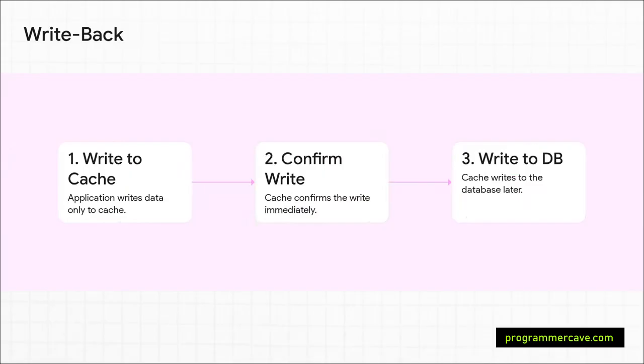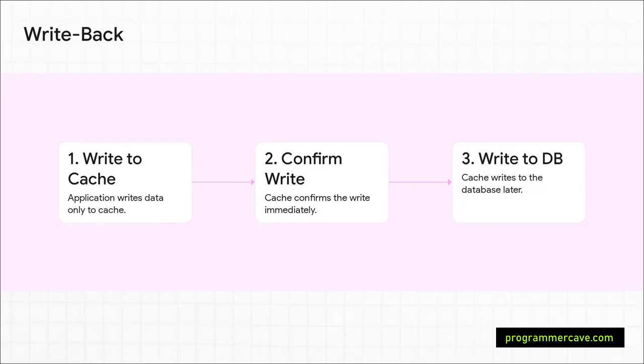On the total opposite end of the spectrum is write back, and this one is all about speed. Here, your application writes data only to the cache. The cache immediately says, got it, and your application can move on to the next thing. Then, in the background, the cache takes on the job of eventually writing that data to the database. This is amazing for systems with a ton of writes, because it feels incredibly fast.